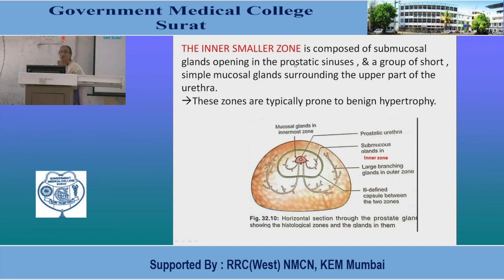Now the inner, smaller zone is composed of submucosal glands. How does it form? It is composed of submucosal glands opening in the prostatic sinuses and a group of short simple mucosal glands, and these short simple mucosal glands surround the upper part of the urethra. Now here you can see the submucosal glands in the inner zone. These zones are typically prone to benign hypertrophy. The inner and outer zones are very much prone to benign hypertrophy. We'll discuss this later along with the prostate clinical aspect.